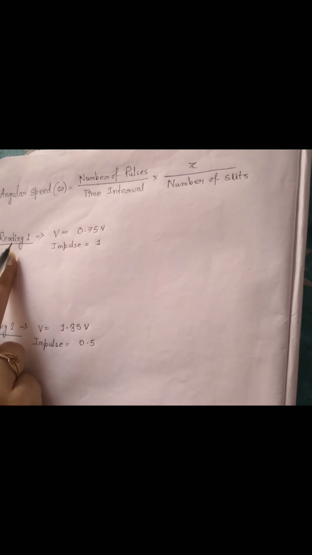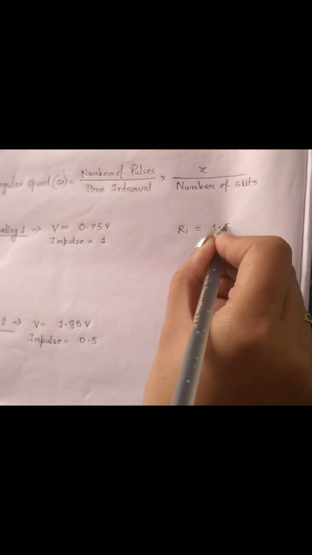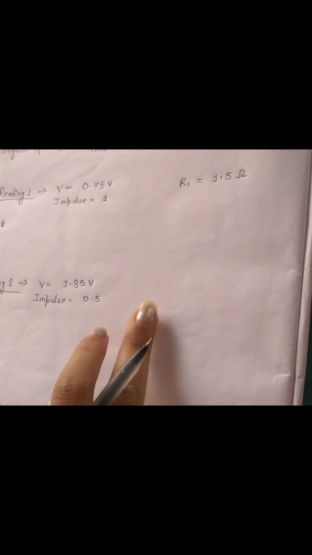After performing the experiment, we got 3 readings for different resistance. In the first experiment, we used one resistor of 1.5 ohm. So resistance 1 is 1.5 ohm. For reading 2, we took 2 resistors of 1.5 ohm each, so the total resistance is 1.5 into 2, that is 3 ohm. For reading 3, we used 3 resistors of 1.5 ohm each, that is 1.5 into 3, 4.5 ohm.